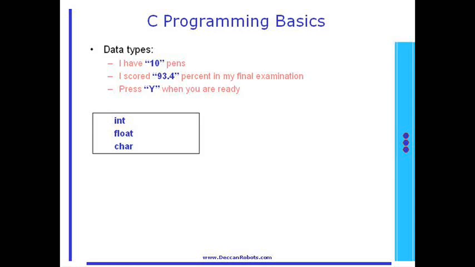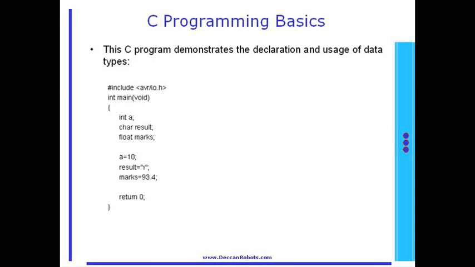In C programming, you have to use various data types. Some of the commonly used data types are described here. Data type int is used to store integer values, for example 10, 234, 10,045. Data type float is used to store floating point values, for example 10.23, 234.35, 10,045.06. Data type char is used to store single character values, for example y, n, r. The C program demonstrates the declaration and usage of data types.